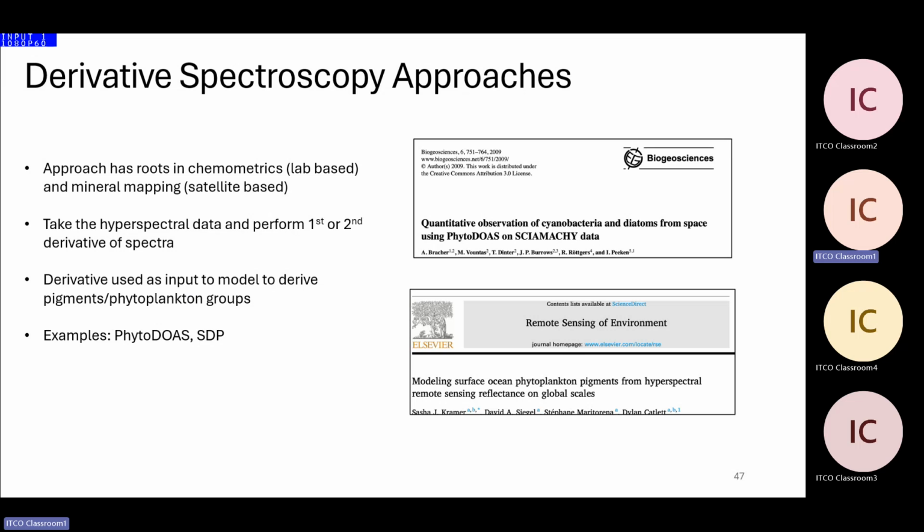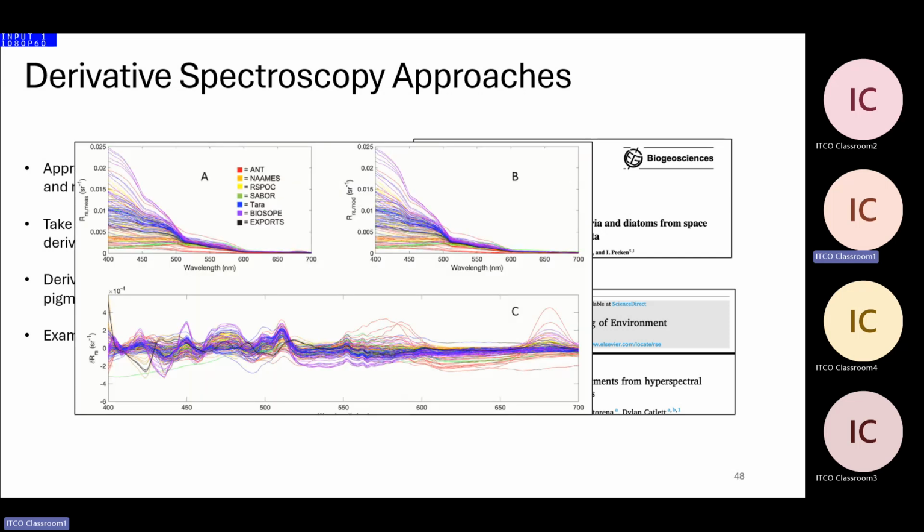Derivative spectroscopy is one very, very exciting avenue. It was proved by Astrid Bracher and a few others quite a few years ago now using SCIAMACHY data. That was not an ocean color mission, but it had a very, very fine spectral resolution. I think it was an atmospheric mission for trace gases. And more recently, Sasha Kramer, again with a spectral derivative. Going back to what we were talking about before, if we look at the derivative of the remote sensing reflectance, you can really tease out these fine scale features when you perform a derivative analysis.